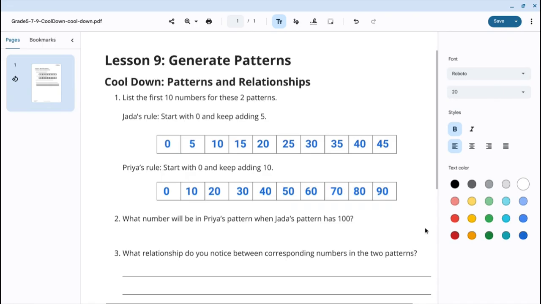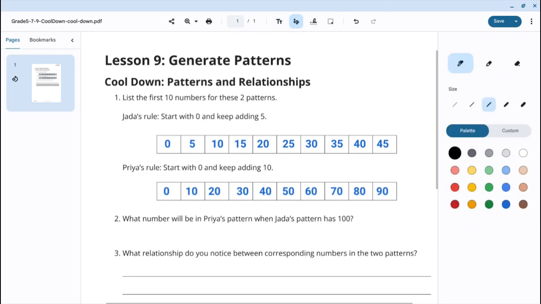Now, when I look, of course, Jada's numbers all have a relationship of adding 5. Priya's numbers all have a relationship of adding 10. But what number 2 is wanting us to notice is that there is also a relationship between the corresponding term in Jada's pattern and in Priya's pattern.